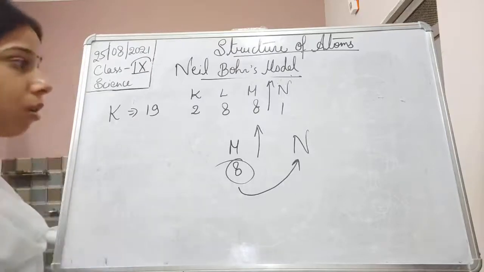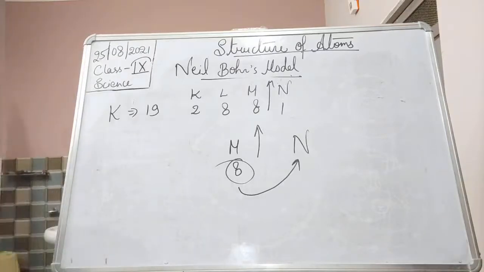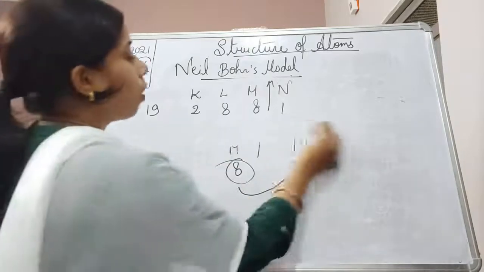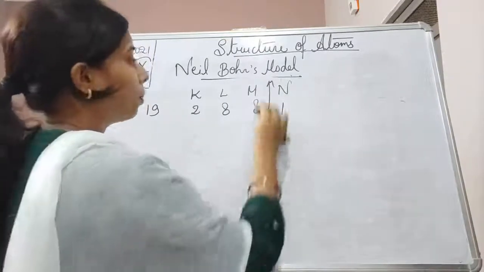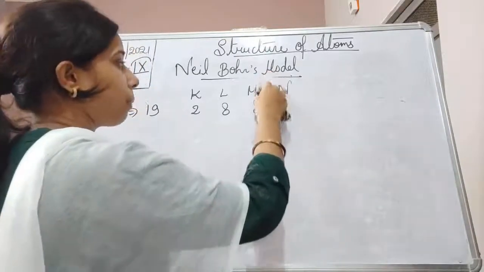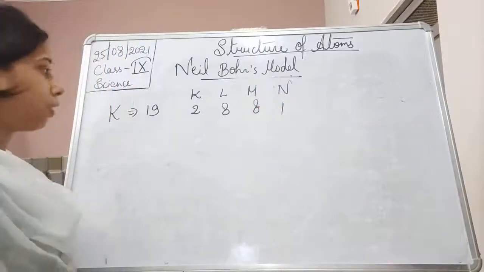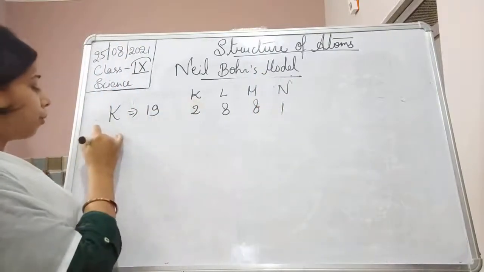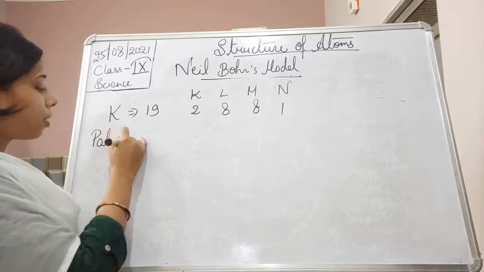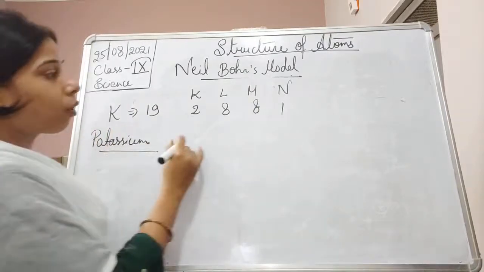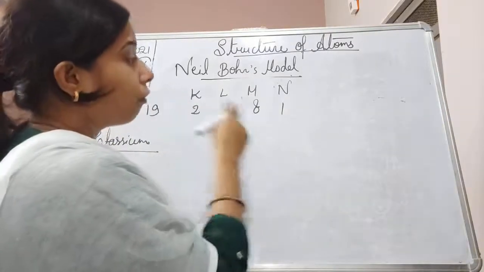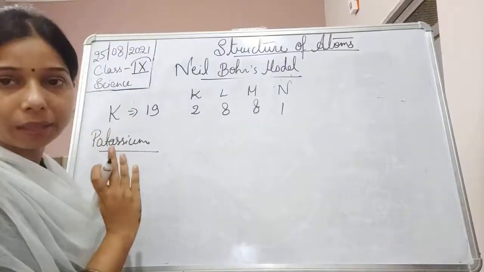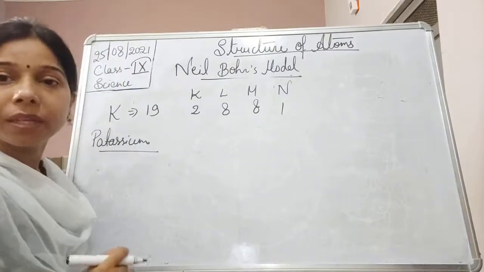And it is because of that the electronic configuration of potassium, which is represented by K. Let me write it here, otherwise you will be confused. So it is potassium. Its electronic configuration is 2, 8, 8, 1, not 2, 8, 9. So what will be the atomic structure?